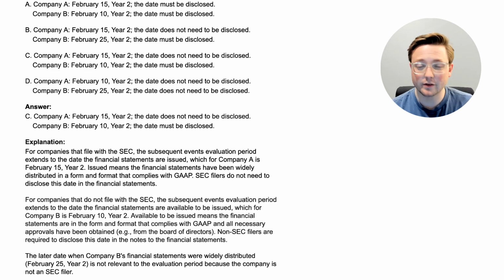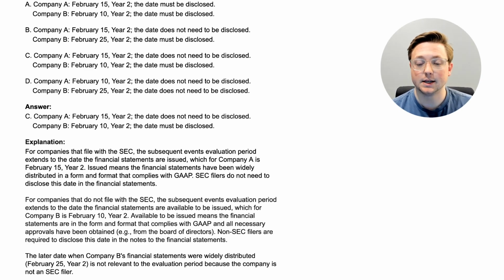So again, there's a lot of information in this one question, and you might see other questions that are small parts of this, but I wanted to cover all of it in one question. Basically, if you're an SEC filer, your evaluation period for subsequent events ends on the date that the financial statements are issued, and you don't have to disclose that date. If you are not an SEC filer, the evaluation period ends on the date that the financial statements are available to be issued, and you do have to disclose that date.